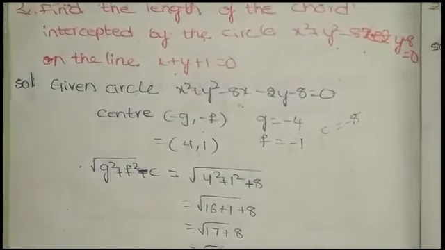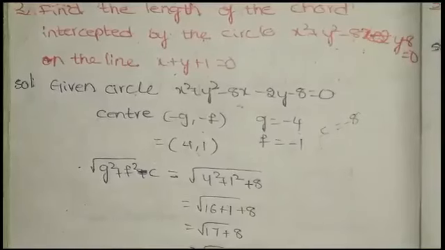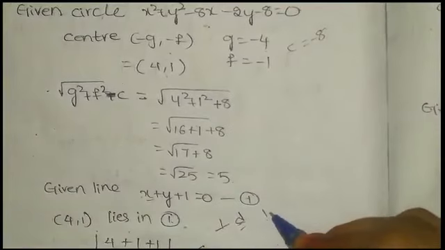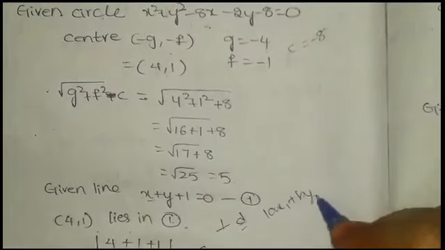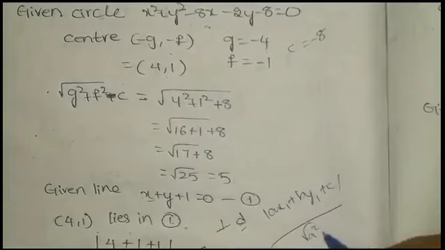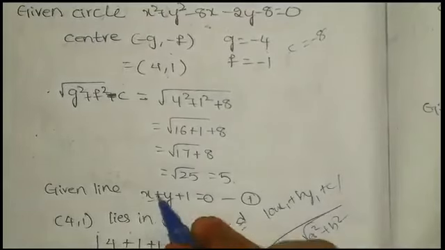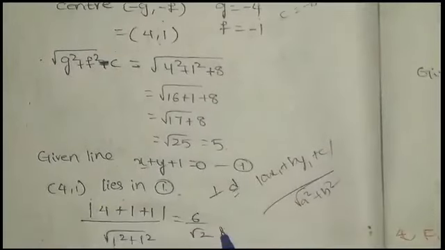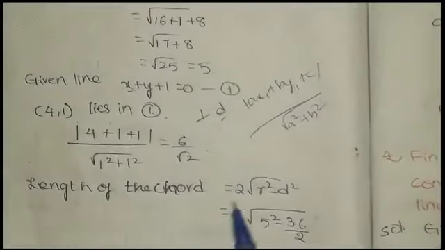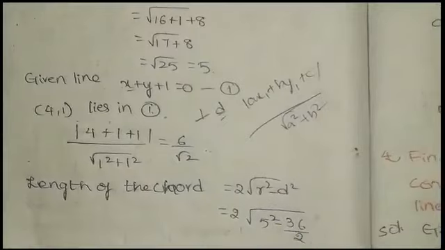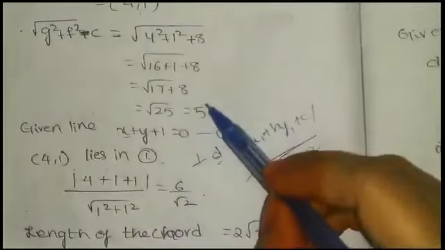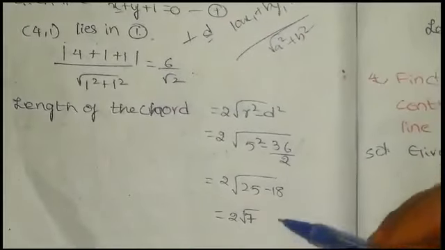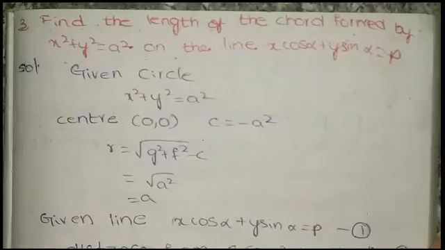Same as before, we have to find the perpendicular distance, the d value. The formula is ax1 plus by1 plus c by root over a square plus b square, where a and b are the coefficients of x and y. We take the point 4 comma 1. Then we will get 6 by root 2. Length of the chord formula is 2 into root of r square minus d square. Substitute r equal to 5 and d equal to 6 by root 2. Then we will get 2 root 7.